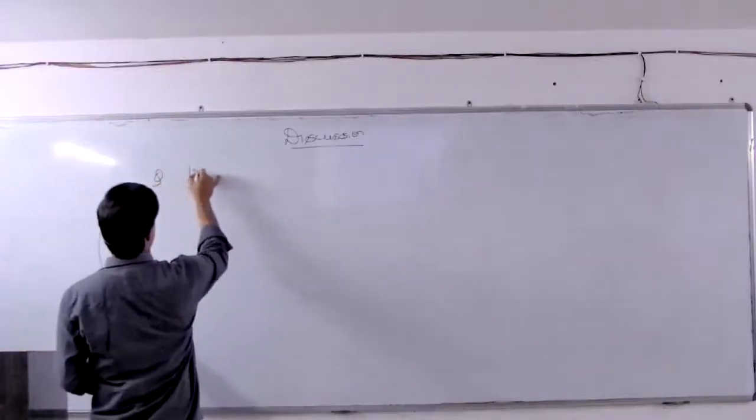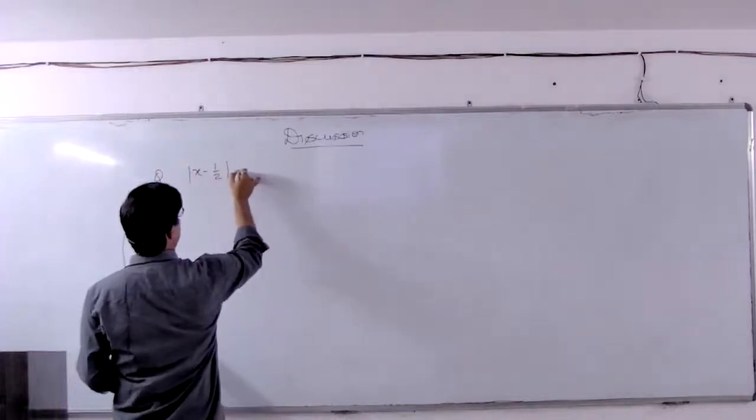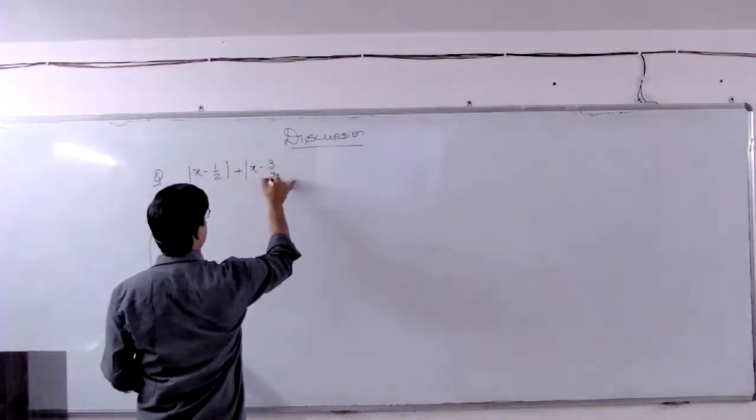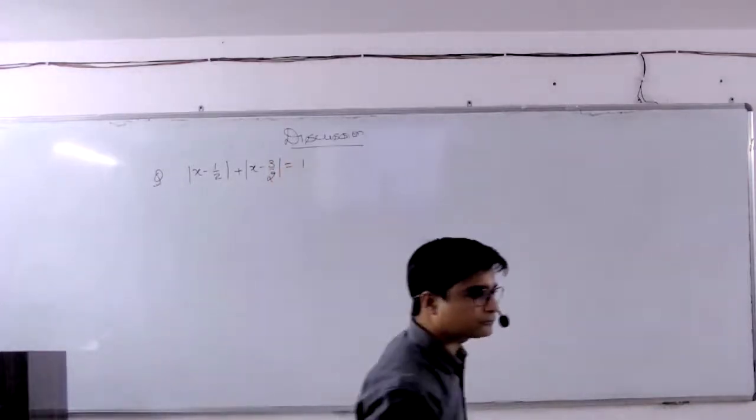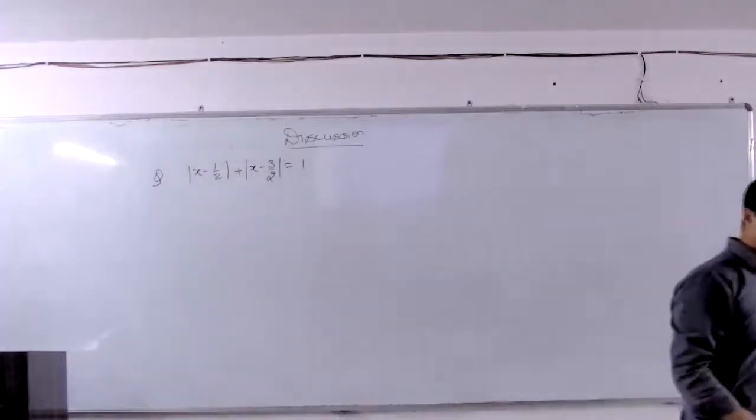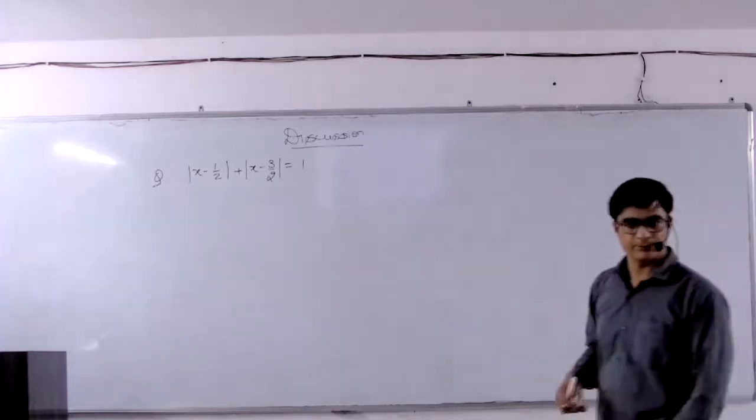Mod of x minus 1 by 2 plus mod of x minus 3 by 2 equals to 1. Yes or no? Yes? Now understand this properly, how we are doing it. One method we already know, that is our general method. In most of the cases, we will apply that. But sometimes questions are given in such a form in which we can go for our shortcut method also.